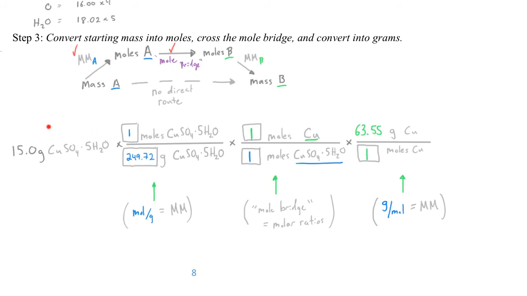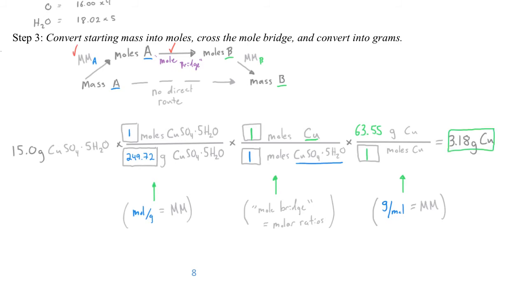So first, over here, we're starting with our grams of copper sulfate pentahydrate, which we're converting into moles of copper sulfate pentahydrate. That's this conversion factor. Then we go from moles of copper sulfate pentahydrate into moles of copper. In this step, we're crossing the mole bridge. We then convert from moles of copper into grams of copper, using the molar mass of that element. So go ahead and pause the video and run this through your calculator. We'll compare answers after you unpause the video.